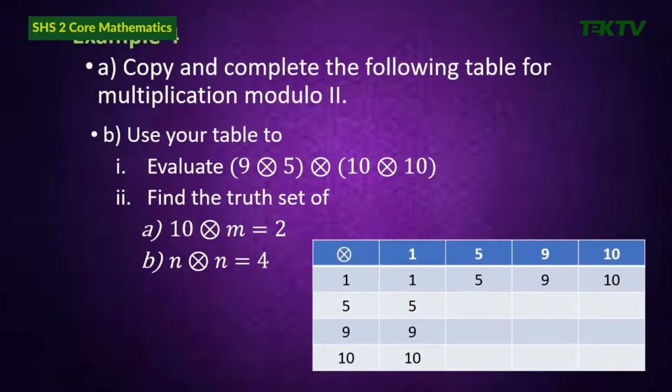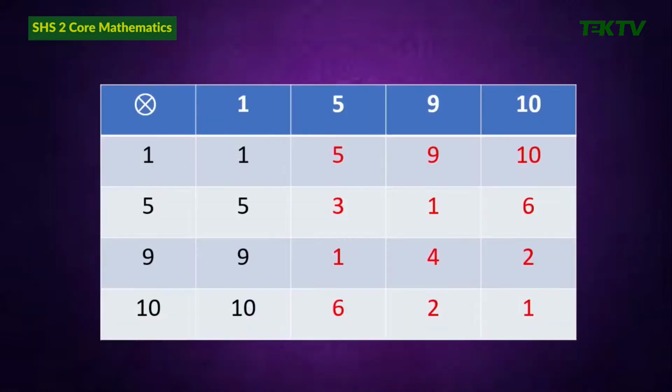Let's move to the next example, which is example 4. Copy and complete the following table for multiplication modulo 11. The B part: use your table to evaluate 9 times 5, into bracket, times 10 times 10. Then find the truth set of 10 times a certain number m equals 2, and then n times n equals 4. Let's quickly look at the table. This is the solution. I want you to go through and then do it on your own and see whether you get the same table.